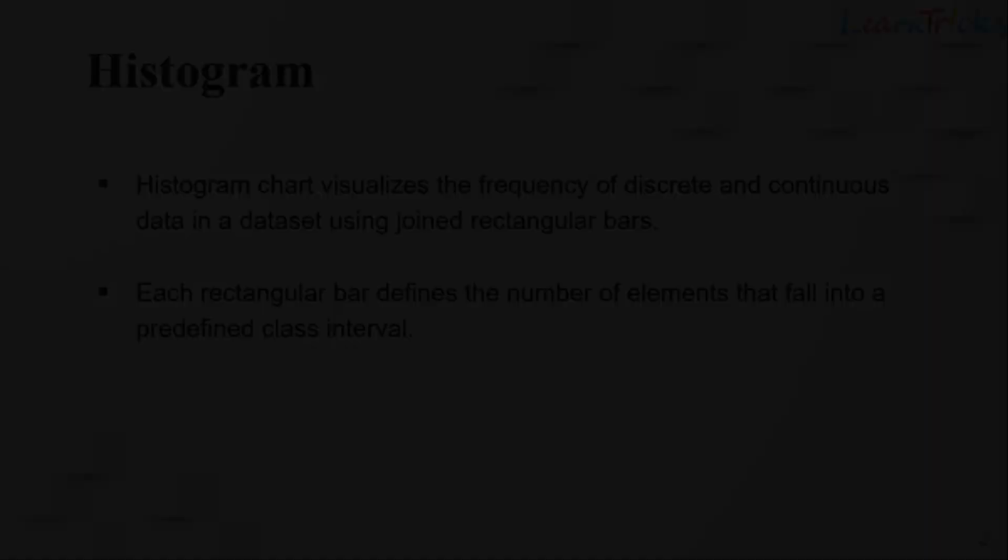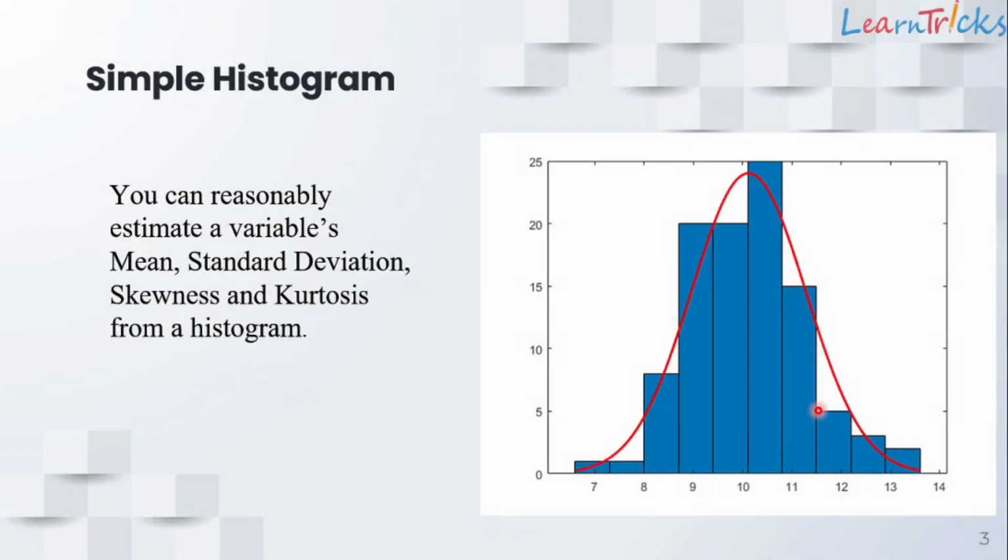So we will see the next of it. First is a simple histogram. Now this figure shows how a histogram looks like, and this red line or red spline is the distribution of that data, or it is the mean of that data distribution, right?